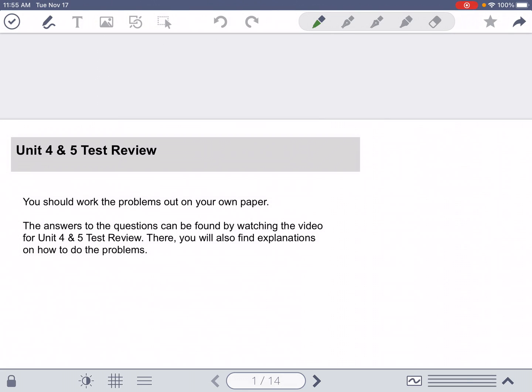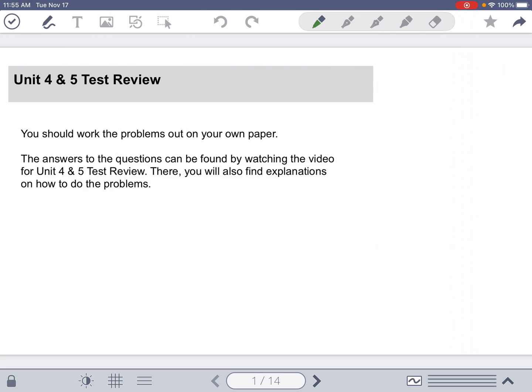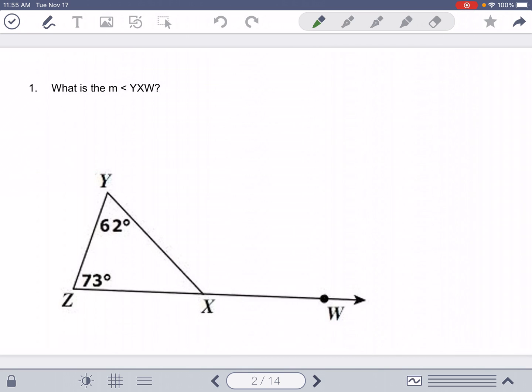Unit 4 and 5 test review. You need to work these problems out on your own paper. This is going to be the video that goes along with the explanations and the answers.